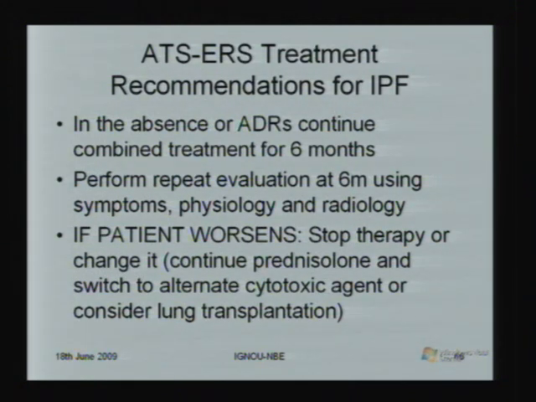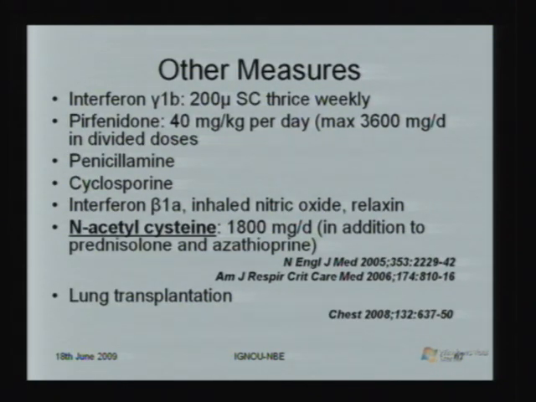Now, in the absence of any adverse drug reactions, continue this combination for about 6 months. Perform a repeat evaluation at 6 months using symptoms, physiology, and radiology. And if the patient worsens, stop the therapy or change it. And how do you change it? You continue prednisolone and switch to an alternate cytotoxic agent, or you consider lung transplantation. The various other measures that have been used are interferon gamma 1b, pirfenidone, penicillamine, cyclosporine, and interferon beta 1a.